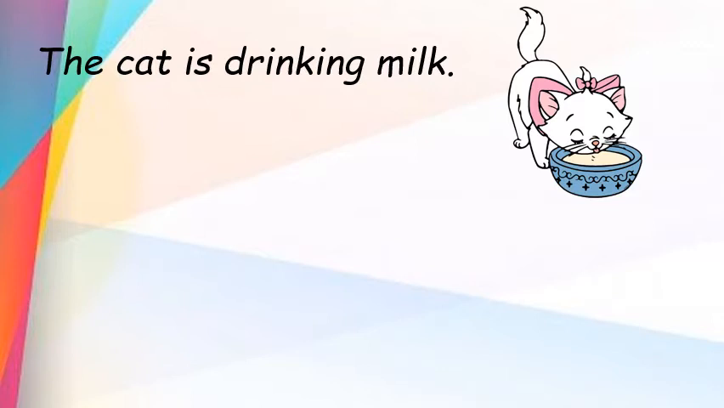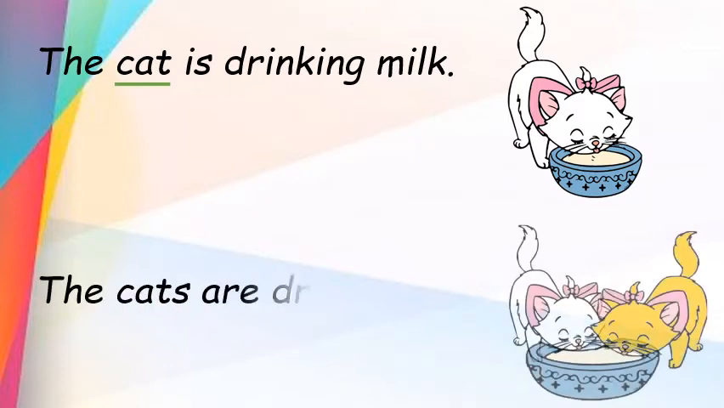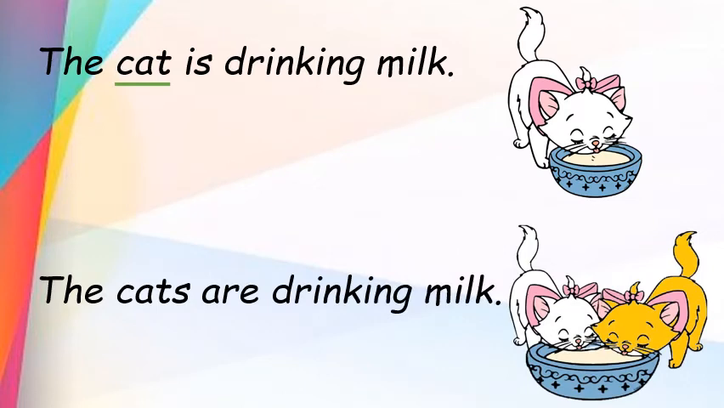Let's look at this sentence. The cat is drinking milk. There is only one cat in this sentence, so cat is a singular noun. The cats are drinking milk. This time there are two cats, so cats is a plural noun.